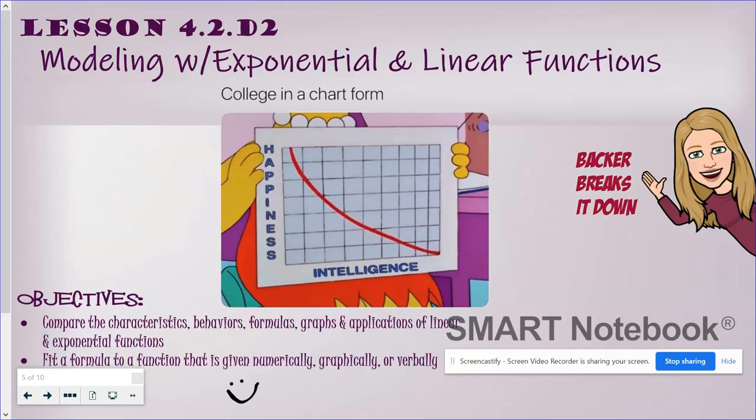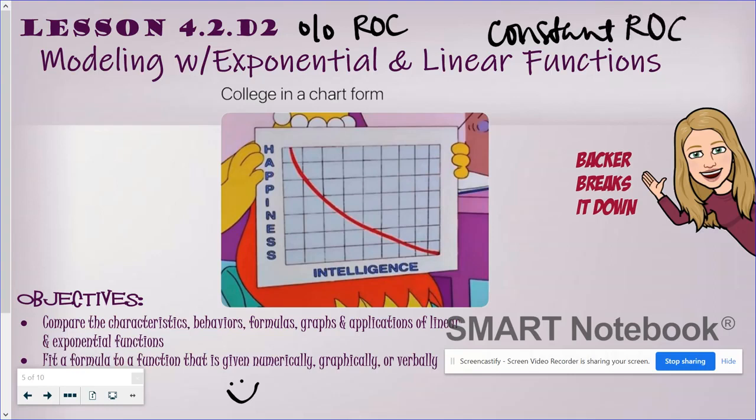In this episode, we continue to model with exponential and linear functions. So in our previous episode, we talked about how exponential functions have a percent rate of change, and linear functions have a constant rate of change. And we looked at some simple modeling examples where we were given those two things and the initial value. So what if we weren't given either of those?